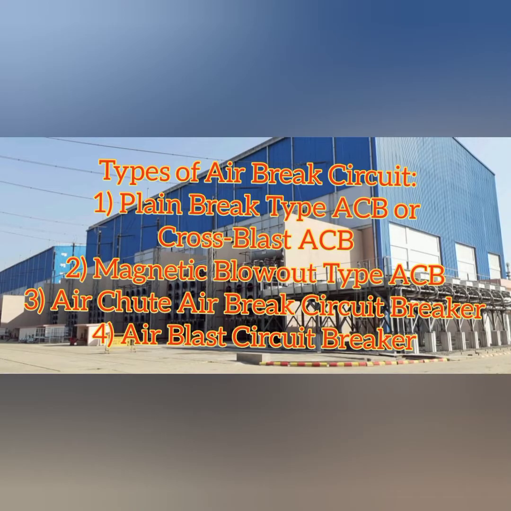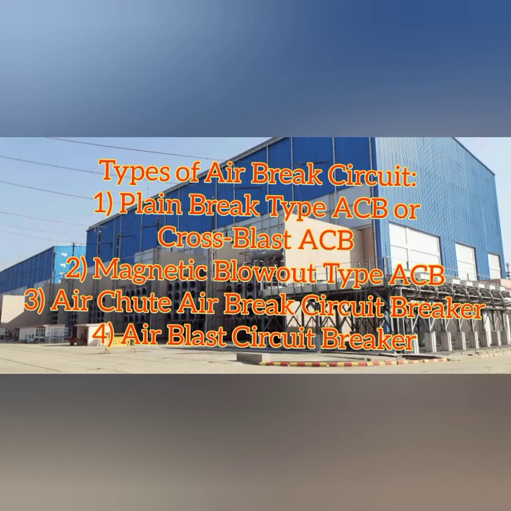Myself Vignesh Anand. In this video, we are going to see about the types of air circuit breaker. There are four types of air circuit breaker. One is plain break or cross blast air circuit breaker. Next is magnetic blowout type of air circuit breaker. Next, arc chute or air brake circuit breaker, and the last one is air blast circuit breaker.